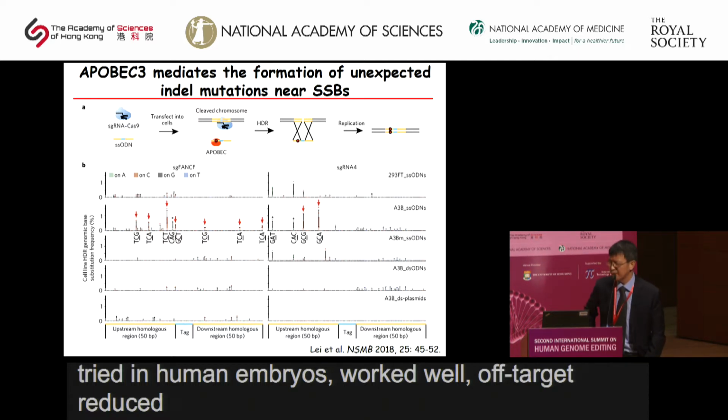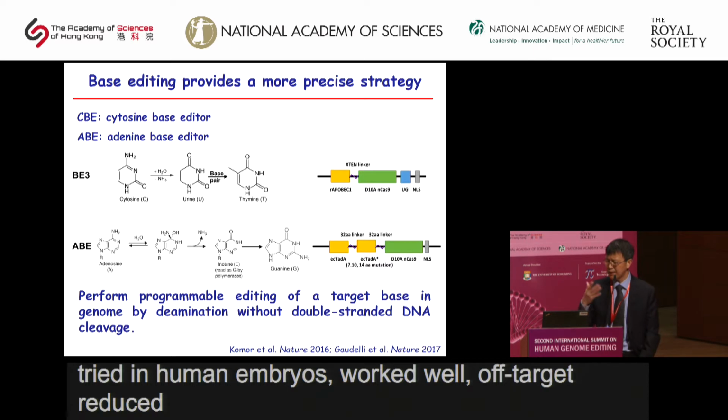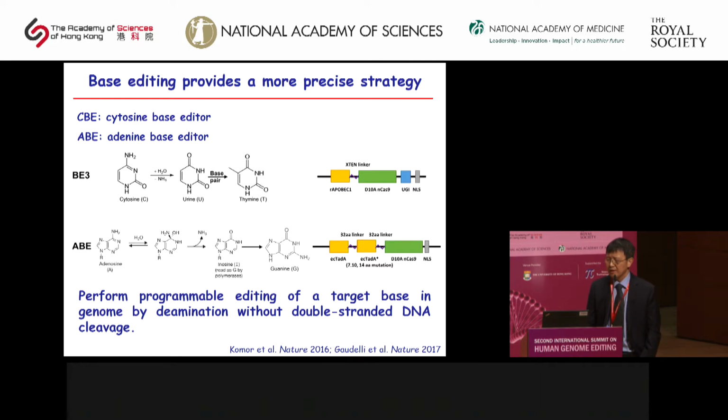And meanwhile, we found the off-target induced by CRISPR-Cas9 was actually affected by the deaminase APOBEC. It was introduced by Dr. David Liu yesterday, and we took advantage of this deamination. Dr. Liu's lab developed the CBE and the ABE, both of which perform programmable editing of a target base in the genome by deamination without a double-strand break. Then it was demonstrated that it can decrease the off-target dramatically.